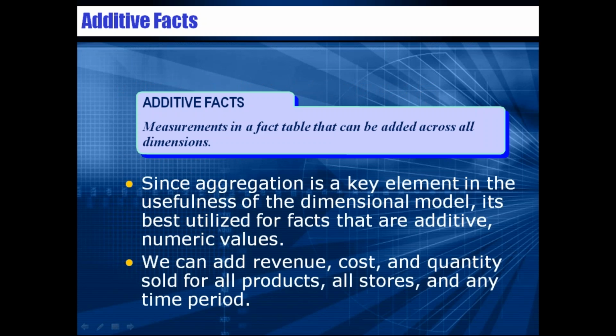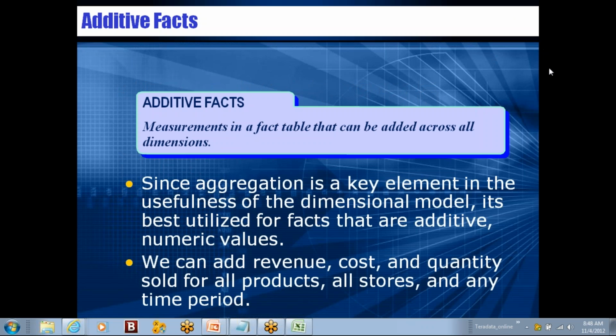We'll see that. Additive fact. What is an additive fact? Measurements in a fact table that can be added across all the dimensions. If there is a fact item, that is a measurable item, which can be applied with a sum function across all the dimensions, that particular fact is called an additive fact. For example, the revenue, the cost, the quantity.